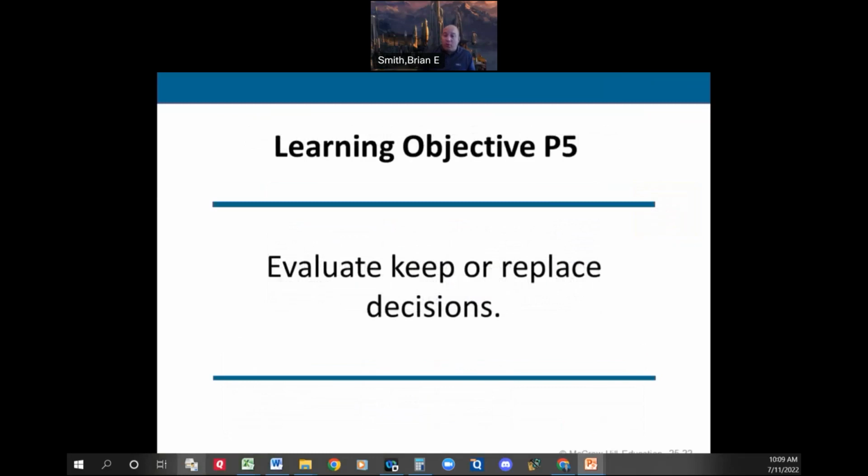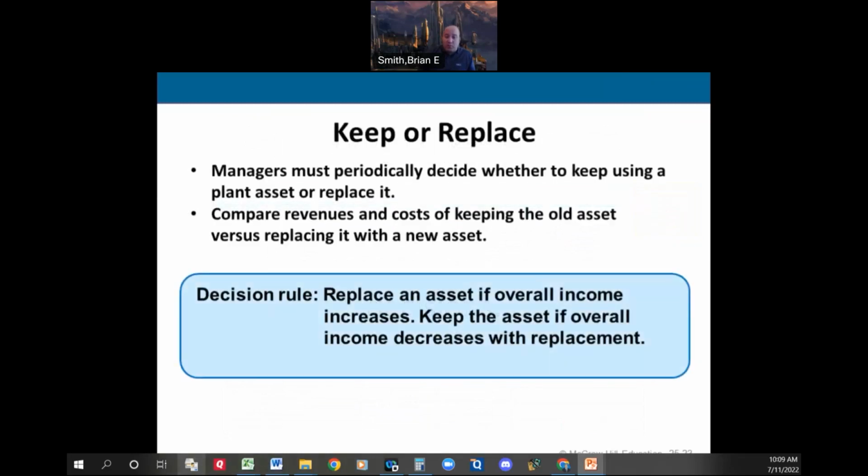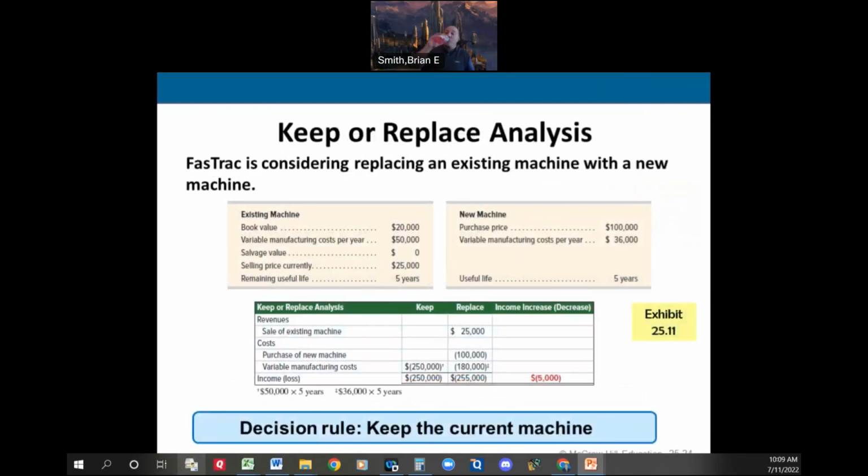Evaluate, keep, or replace decisions. All right, keep or replace. What should we do with the plant asset? Can it still keep going? And if it does, is the capacity and the extra work we got to put on it going to make it worth our while, or should we just buy a new one to keep going with that?